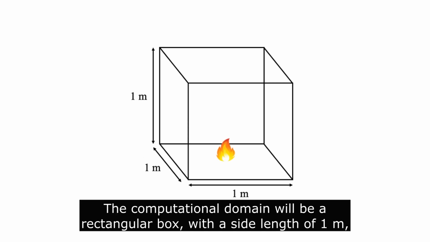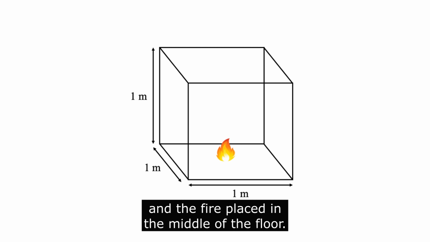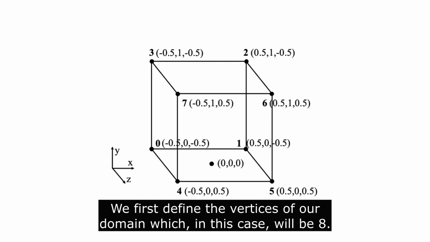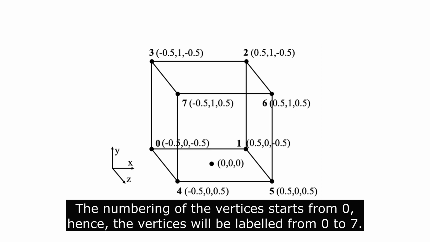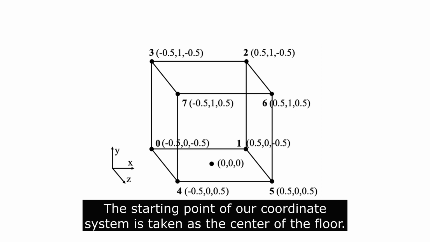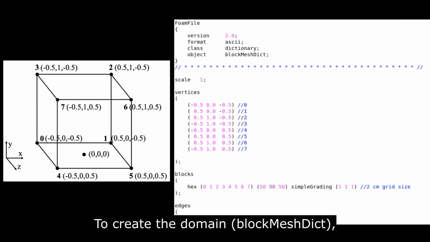The computational domain will be a rectangular box with a side length of 1 meter and the fire placed in the middle of the floor. We first define the vertices of our domain, which in this case will be 8. The numbering of the vertices starts from 0, hence the vertices will be labeled from 0 to 7. The starting point of our coordinate system is taken as the center of the floor to create the domain.